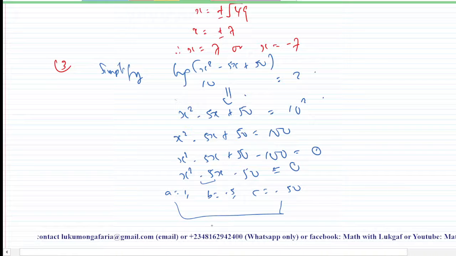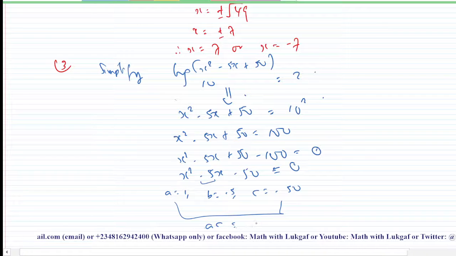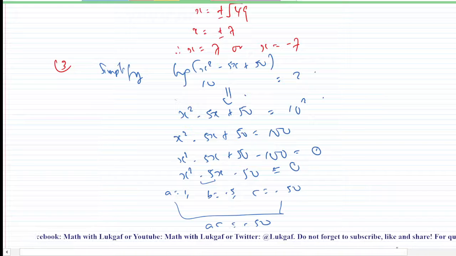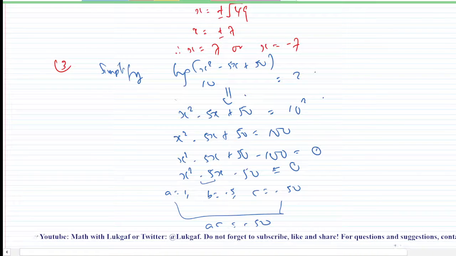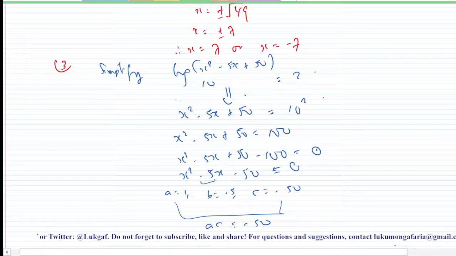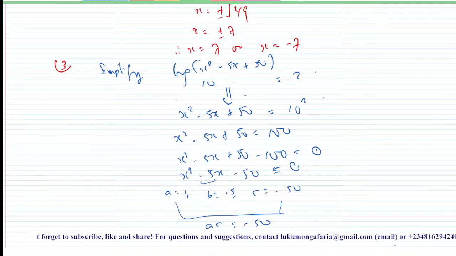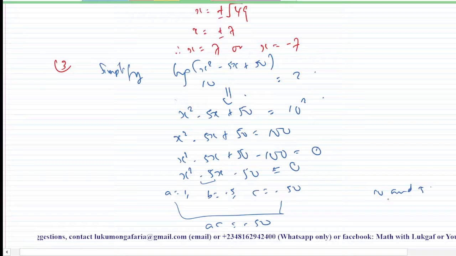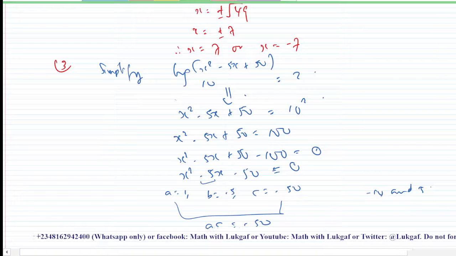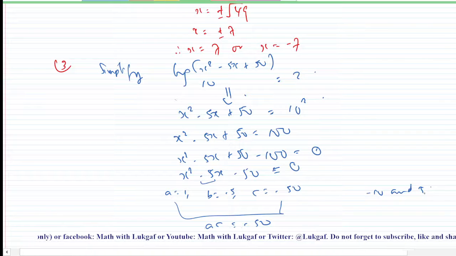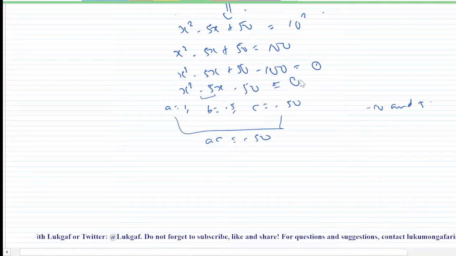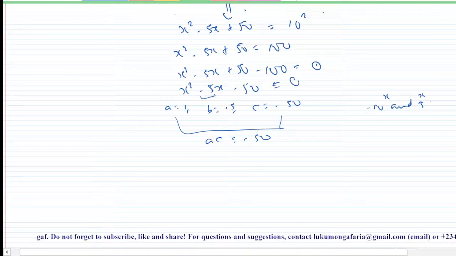Then I said you are going to multiply A and C together. 1 times minus 50 will give you minus 50. Then I said you are going to think of which pair of factors of 50 is such that when you multiply them together, you are going to get minus 50, and when you add, you are going to have minus 5. That is what? 10 and 5. But it is not ordinary 10 and 5. I think this is minus 10 and 5, because minus 10 times 5 is going to give you minus 50. Likewise, minus 10 plus 5 is going to give you what? Minus 5.